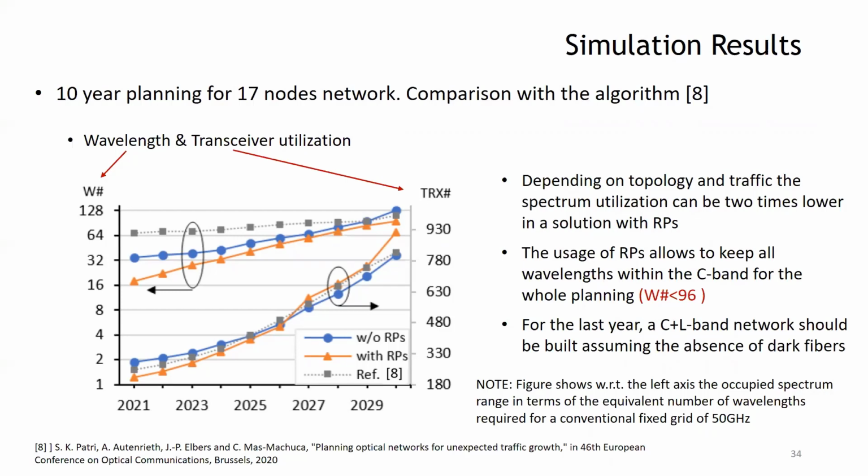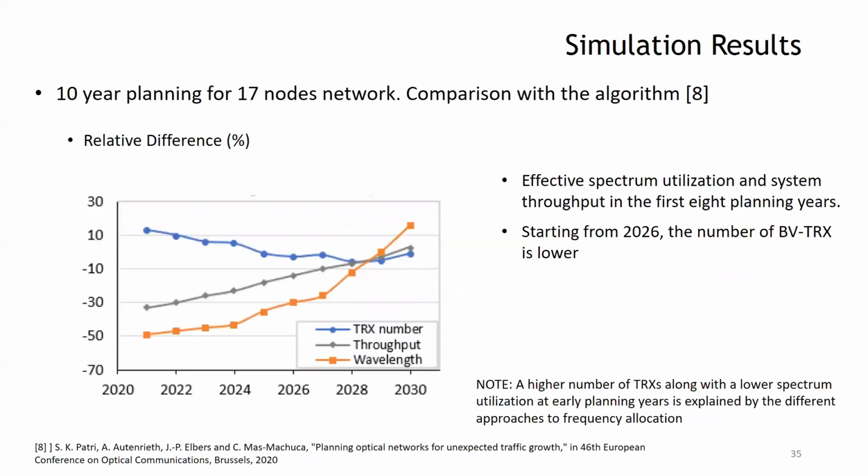Another interesting point is the usage of regenerators allows to utilize only C-band for the whole 10-year planning, while the solution without regenerators and the solutions produced by the reference algorithm require a wider spectrum range, at least for the last year. Here is the relative difference of our algorithm and the algorithm reported in the reference paper. As it was mentioned above, our algorithm generates solutions with better spectrum utilization and system throughput at the early years of the planning. On the other hand, starting from the 6th year, the solutions are better in terms of transceiver count.